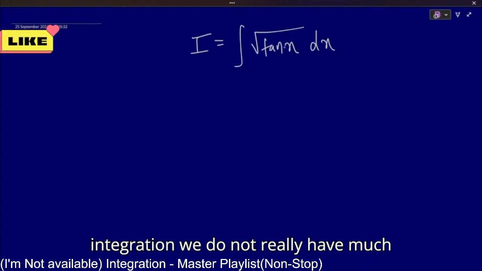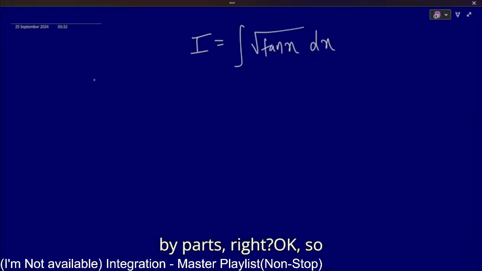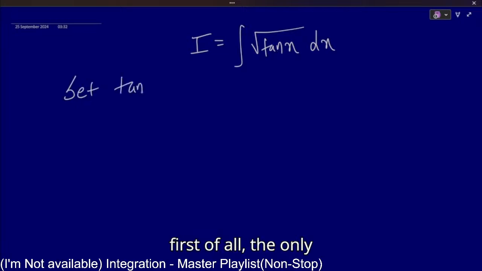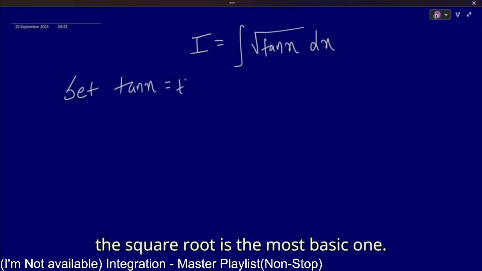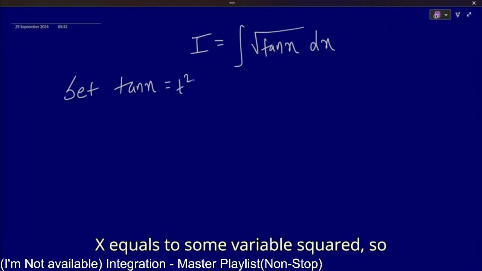And as you know, in integration, we do not really have many rules for indefinite integration except for the u substitution and the integration by parts, right? Okay. So first of all, the only substitution that comes to mind to remove the square root is the most basic one. Make it a t squared, right? So set tan x equal to some variable squared.